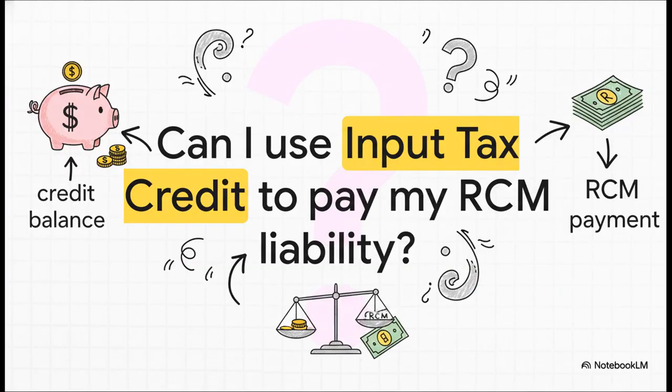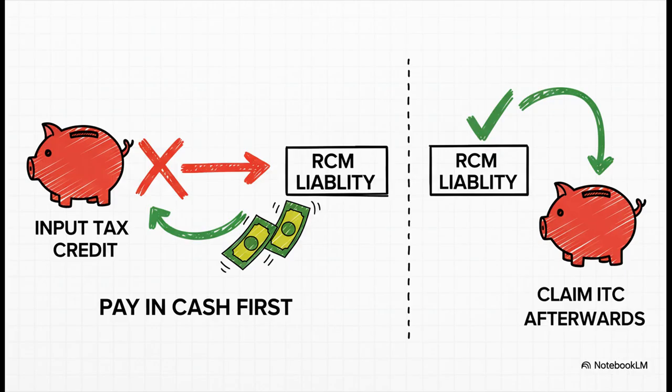That last point brings up a really, really important question that has a direct impact on your company's cash. If you already have a bunch of input tax credits saved up, can't you just use that to pay off this RCM bill? And the answer is a hard no, you can't. This is so important to remember. You have to pay your RCM liability with actual cash first. It means cash has to go out the door. Only after you've made that cash payment can you then claim it back as a credit to use on future taxes. It's a pay first, claim later deal.